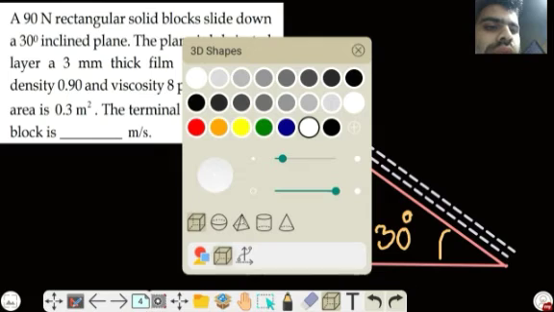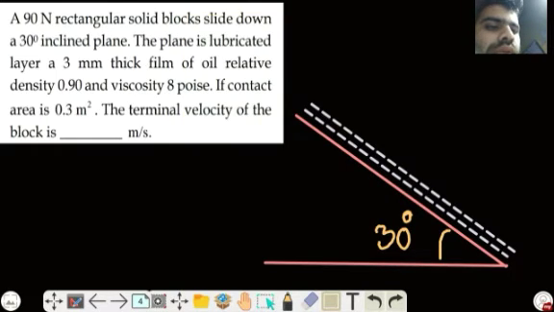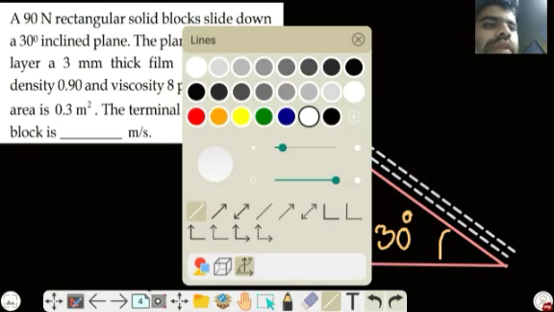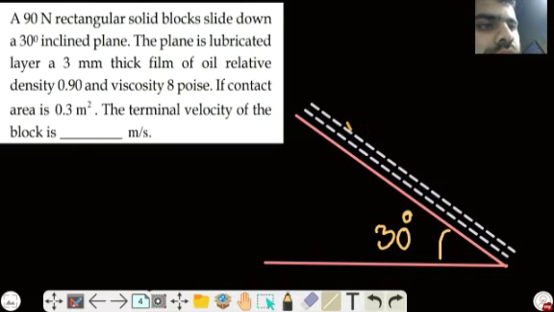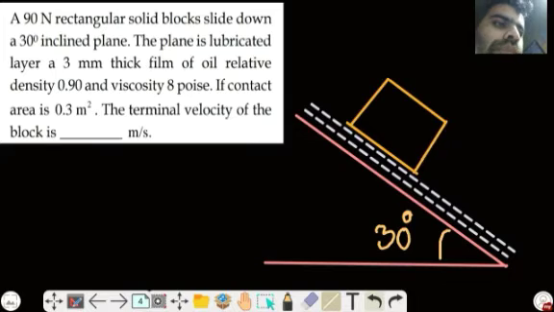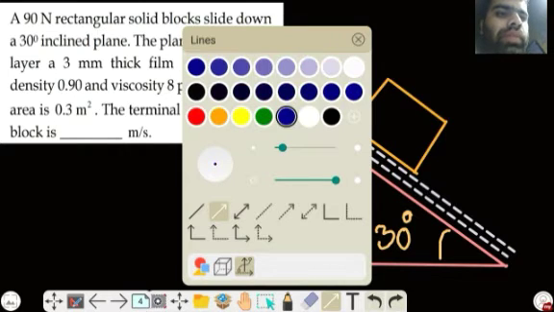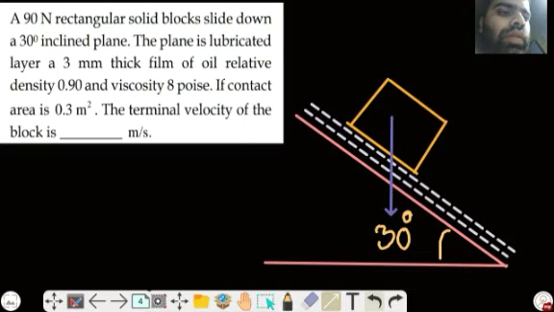Okay, let's do it in white. Similar color. Let's try a different color. Okay, this is perfect. Here I have a block. This is our block, and its weight is given, that is equal to 90 Newton.